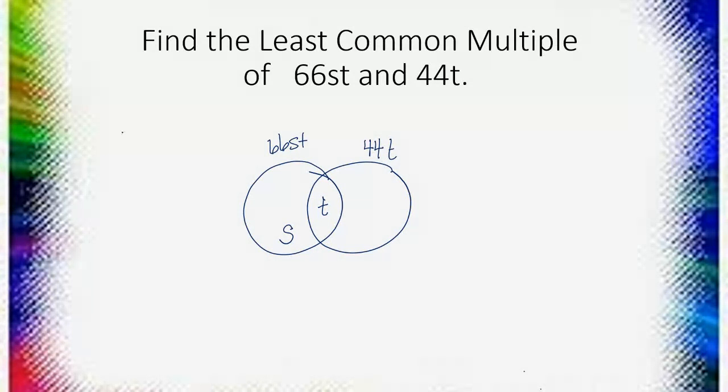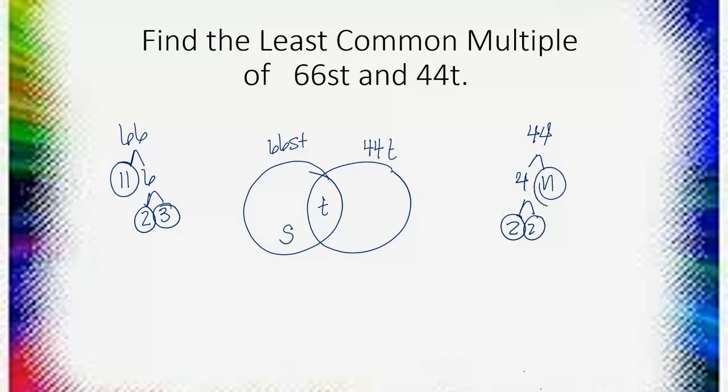Okay. Now I'm going to make a factor tree for 66, which is 11 times 6. 6 is 2 and 3. And for 44, which is 4 times 11, 4 is 2 times 2. So what do these two factor trees have in common?